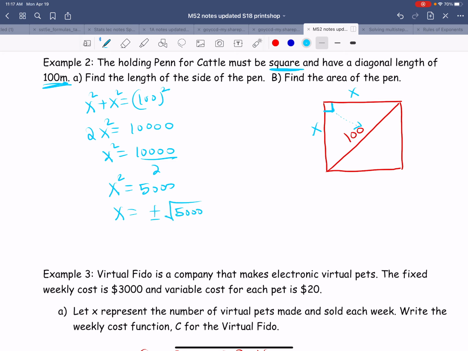Now, one thing I do know, that length of the square cannot be negative. The length is always positive. The distance is always positive. So we're not going to go with the negative answer. We're only going to go with the positive answer, which is 50 root 2, or square root of 5,000. When you simplify, it is about 70.71 meters. Don't forget the units. So the length is about 70.71 meters approximately. If you want to give exact answer, then 50 root 2 meters is my exact answer.